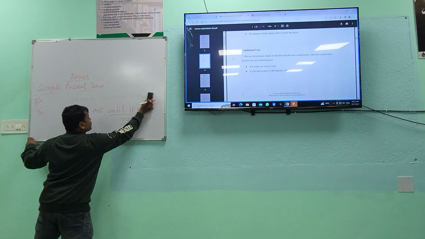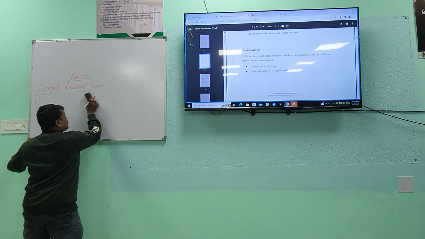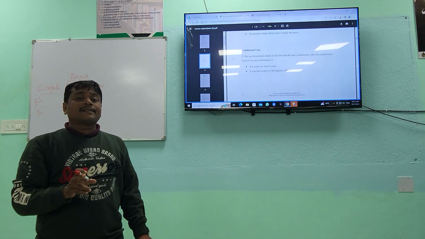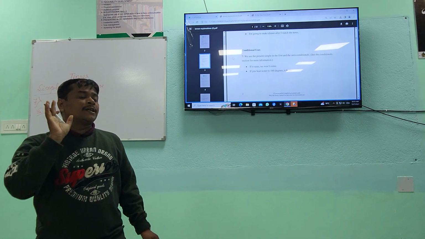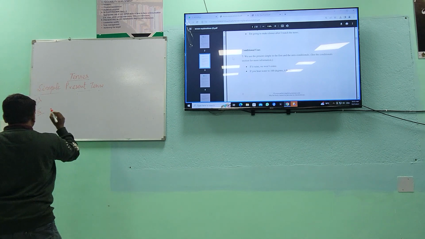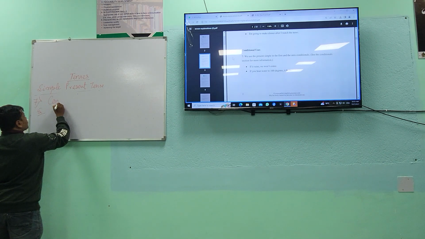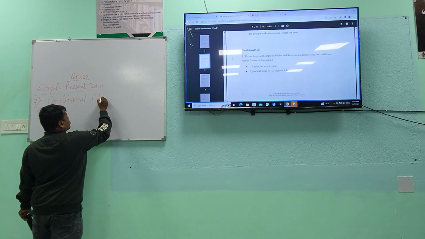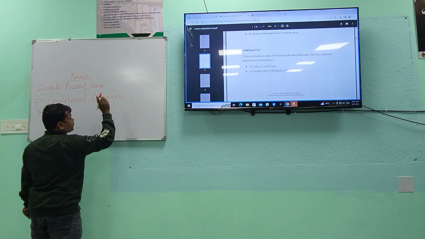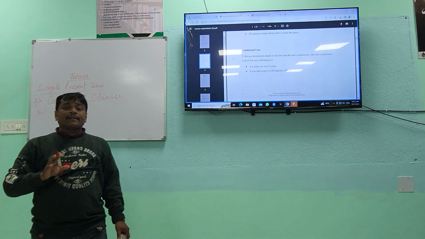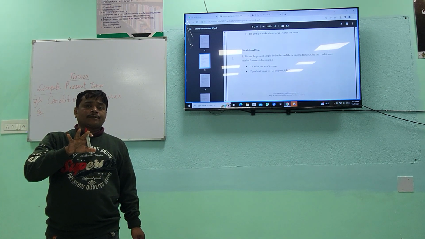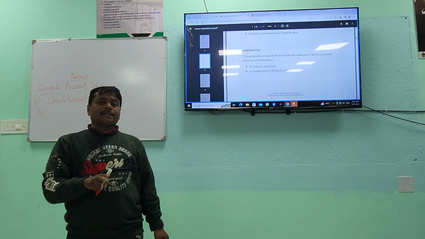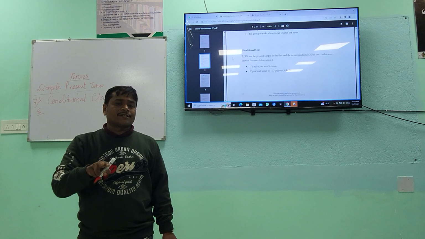The 7th use is that we use simple present tense in conditional clauses, conditional sentences, that is for zero type conditional clauses. I will teach you about zero type conditional clauses. That means when there are two true statements. When there is a true condition, we use simple present tense in true conditional clauses.